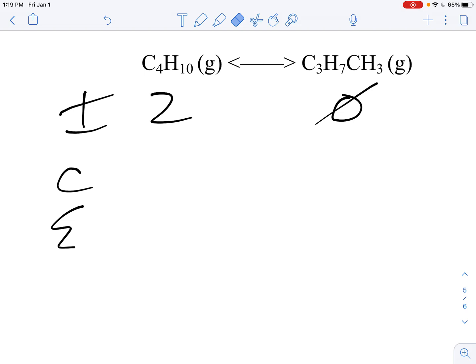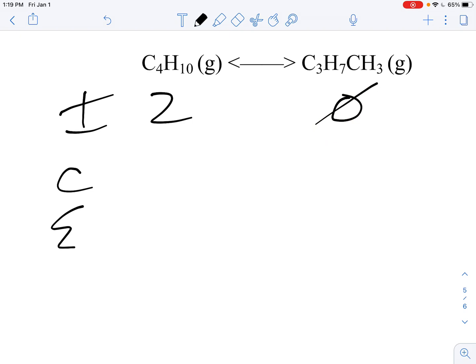Well, let me ask you this. Is this reaction at equilibrium? Well, clearly it's not, because I can't have a 0 and be at equilibrium. So what's going to happen? The reaction is going to proceed. In which way is it going to proceed? It's going to proceed to the right. It's got to go to the right because you can't have a 0 and be at equilibrium.